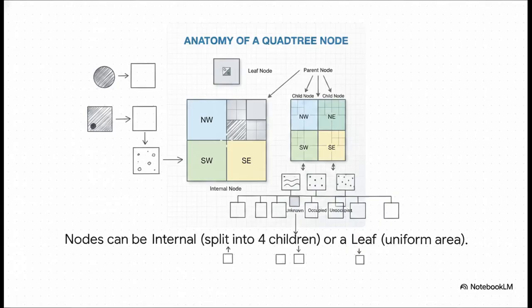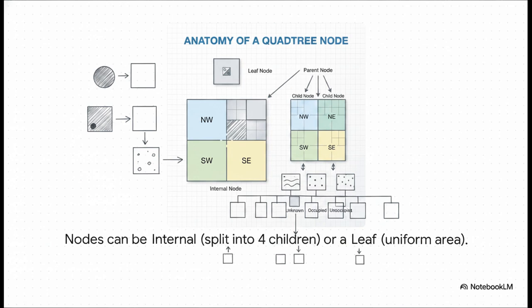And here's the basic anatomy. Every square you see on the map is a node. Now, if a node is all one thing, like it's all empty or it's all a wall, we call it a leaf node. It's the end of that branch. But if a node has a mix of stuff in it, say half empty and half wall, it becomes an internal node.